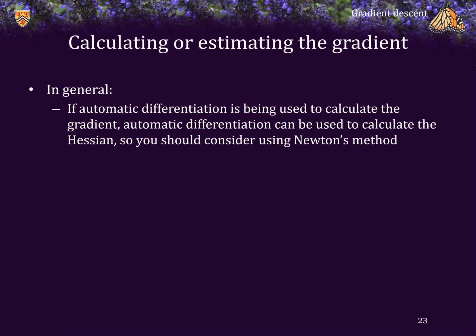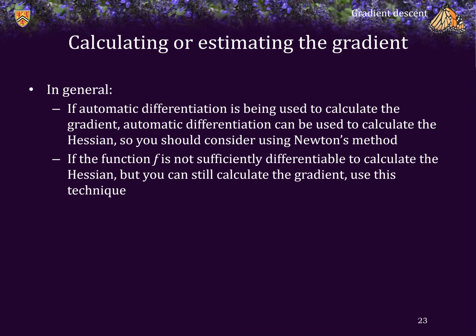All right, so now we've discussed strategies for using the gradient to find the minimum. Now let's actually discuss calculating or estimating the gradient. Now, in general, if we used automatic differentiation to calculate the gradient, chances are we can also use automatic differentiation to calculate the Hessian. Consequently, we should go back and instead consider using Newton's method.